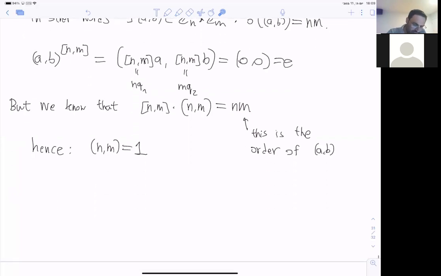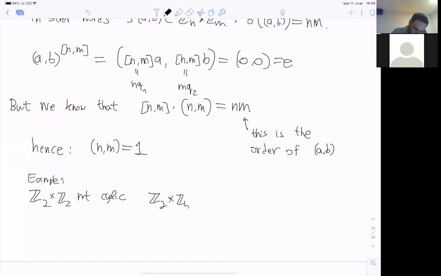So we have seen in the past some other example. Of course, this is not cyclic, or I don't know. Okay.